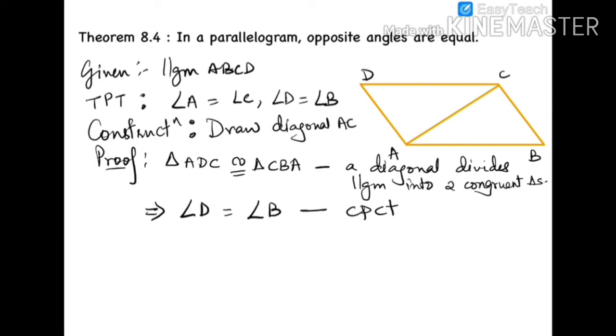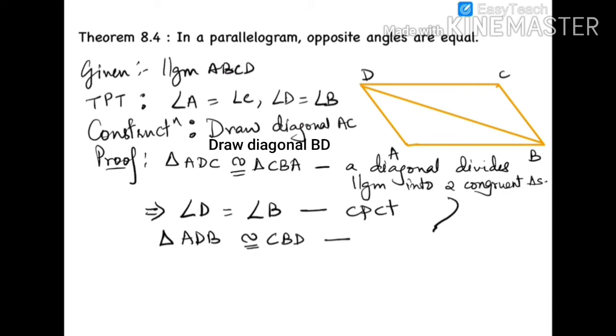Likewise, to prove the other pair of opposite angles equal, we will have to draw the other diagonal. So we join point D to B. So we use the same theorem 8.1 to say that triangle ADB is congruent to triangle CBD. The same reason over here. So if the triangles are congruent, then their corresponding angles are equal. So we can say angle A is equal to angle C by CPCT. And hence we have shown that the opposite angles in a parallelogram are equal.